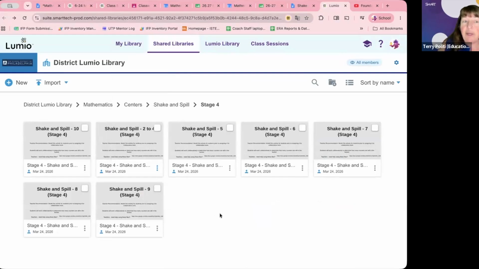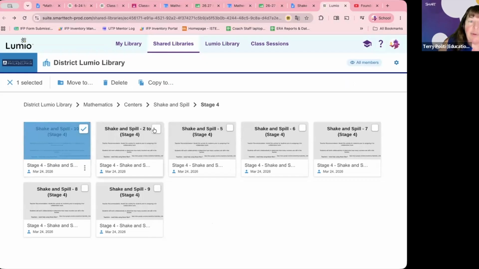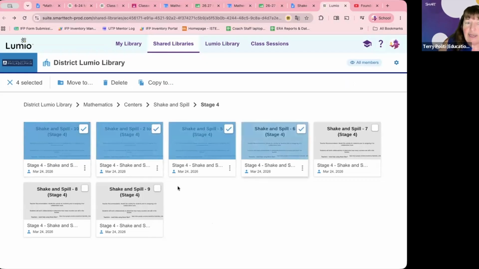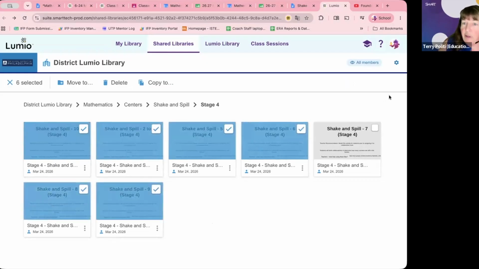The third way that you may not be aware of, and is probably the easiest, especially when you're picking multiples, like in shake and spill, we were just talking about fluency. I have some kids that need to just work 2s, 3s, and 4s. I have other kids that need 5s. So I need all of these. So I'm going to put a check in the check boxes and I can do all, some, none, or 1.